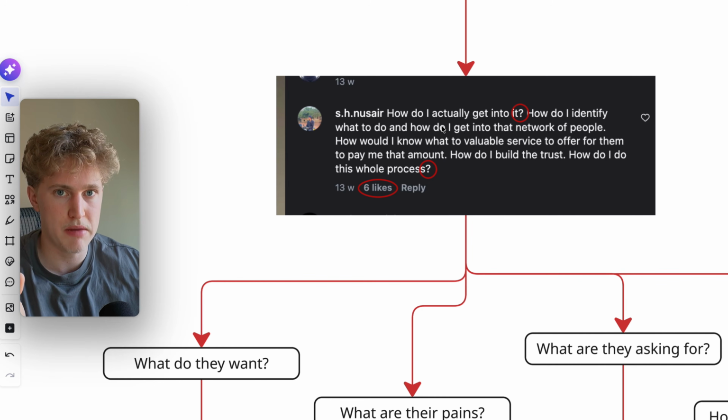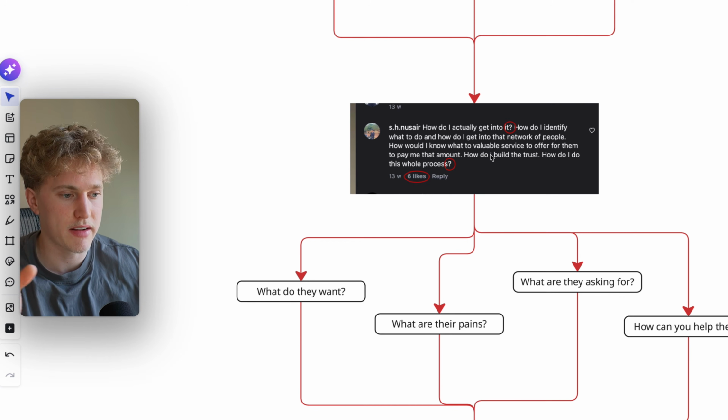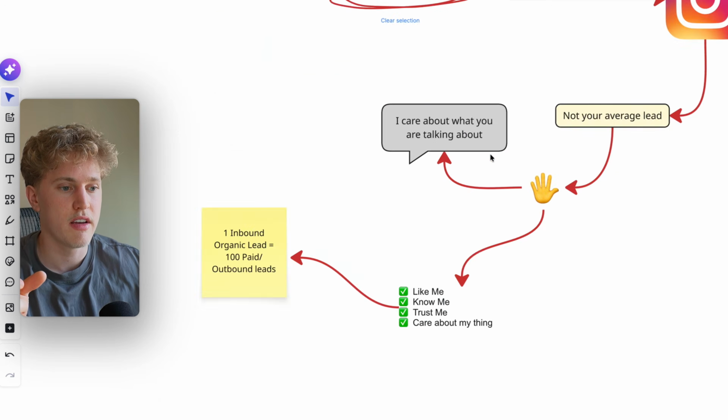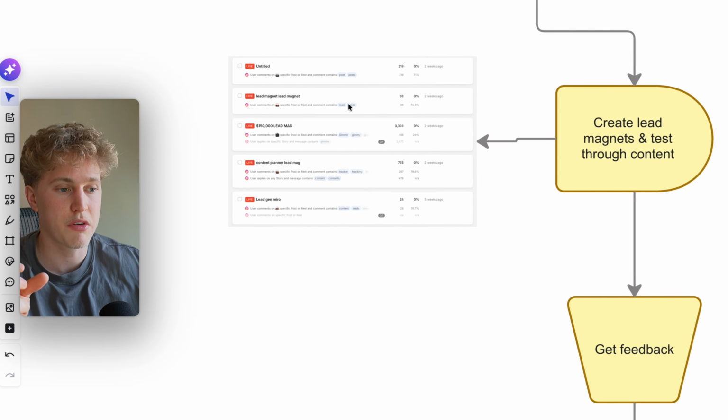I find problems that people have. I find questions that they have, and I create lead magnets around those things. I mean, if I go back over here, you'll be able to see, where am I? I create a lot of lead magnets.